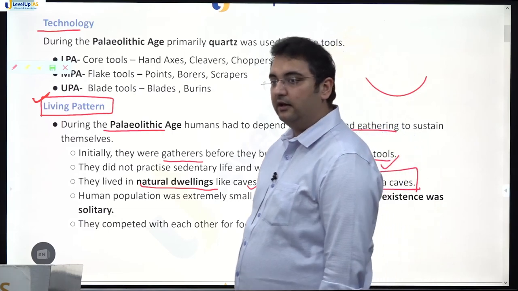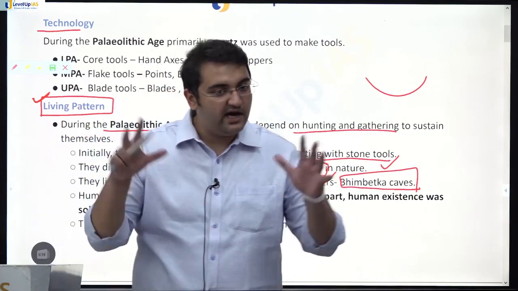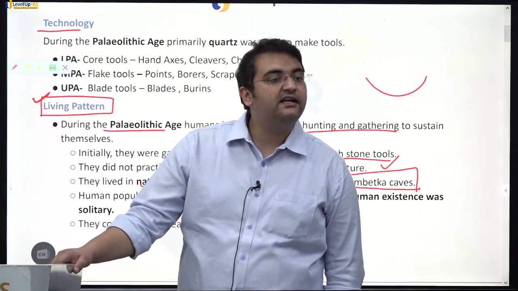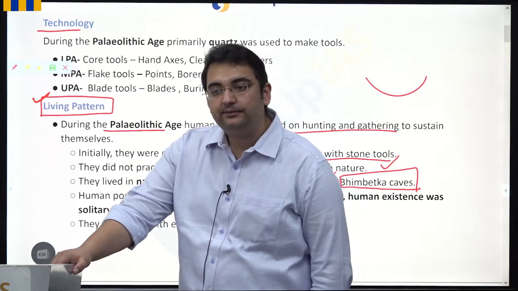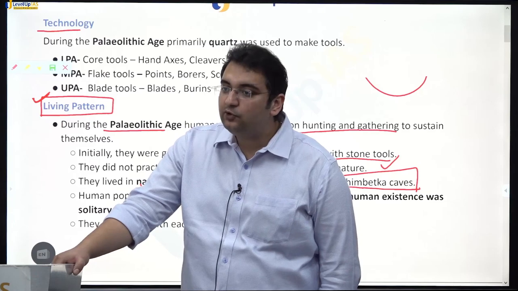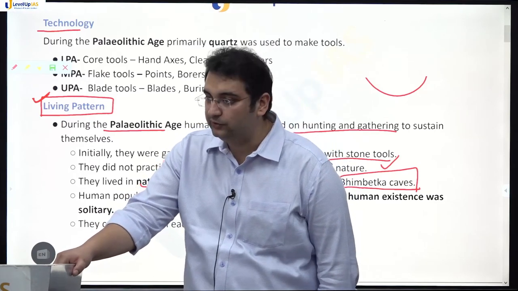Achha. Right now, what is the size of the human population? Is it very large? It is quite small, right? What is the nature of primary productivity? Is it very high or low? Low. So even though the population is low, there is intense competition for the limited food sources.